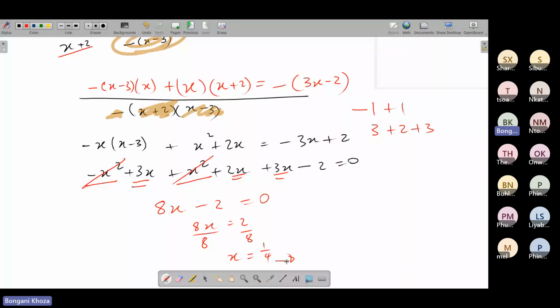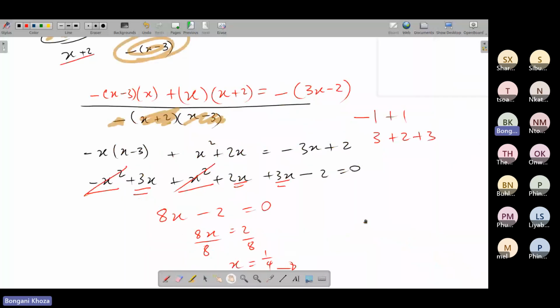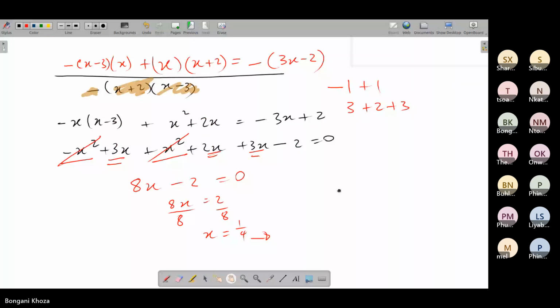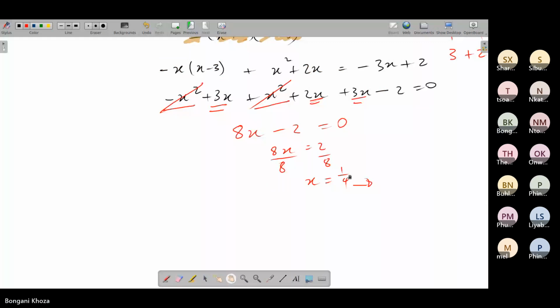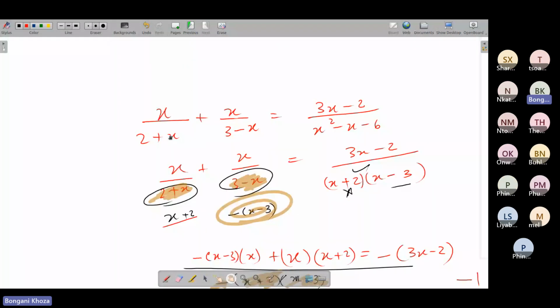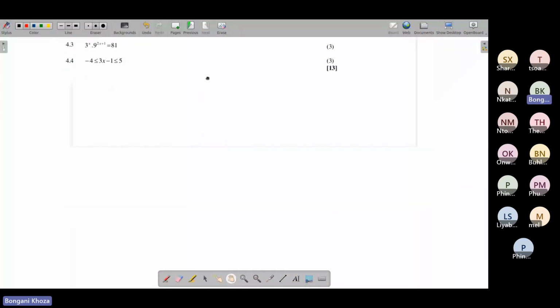Any questions on that one? Any questions? All right, I assume that silence means everyone is sorted. Right, so you can check that if you plug in this value into wherever you have x, your left-hand side has to be the same as your right-hand side. So you can do that on your own. Right, that was for 5 marks.